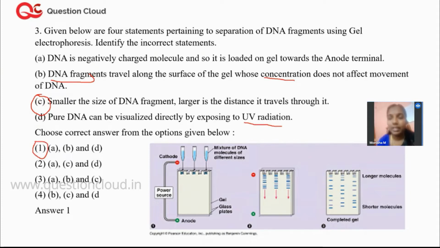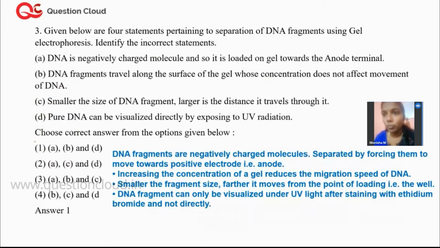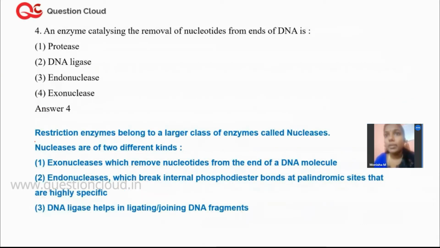The summary, the message to take from this question, is that DNA can be separated by a technique called agarose gel electrophoresis, and DNA is a negatively charged molecule because it has a phosphate group. Usually DNA can be visualized under UV light by using a dye called ethidium bromide. Now, let us move on to the fourth question.